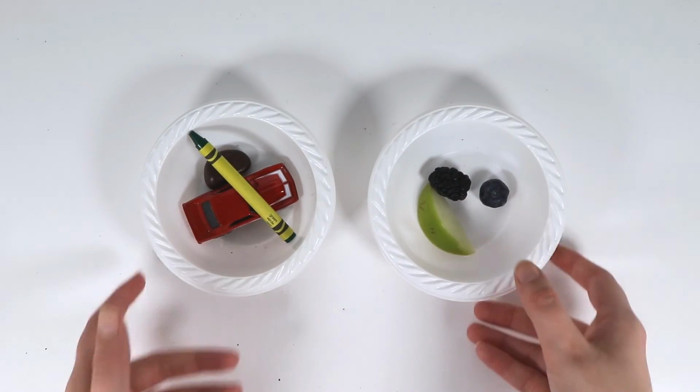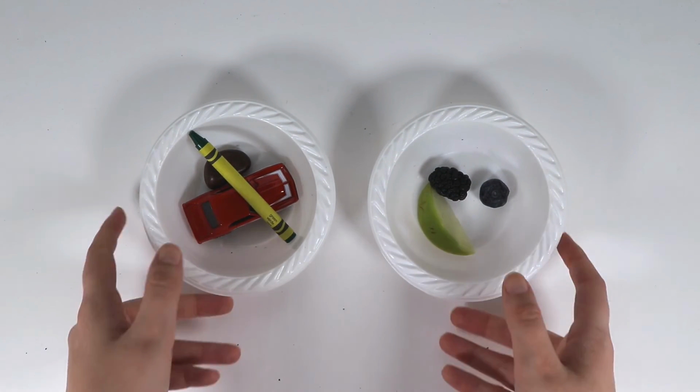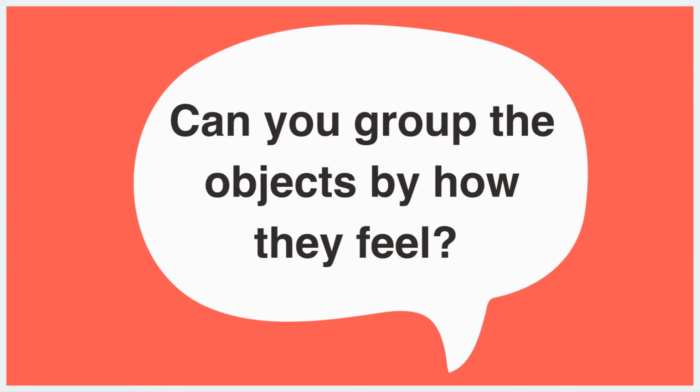Bring out 2 observation boxes for children to observe. One will have 3 edible things, and the other will have 3 non-edible things. Ask children fair questions that can be answered through observation, such as, can you group the objects by how they feel?